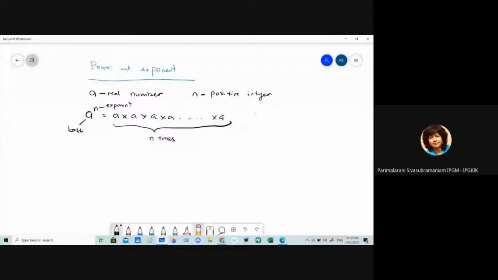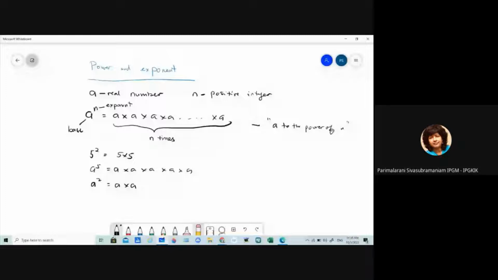How do we read this? a to the power of n. Take for example 5 to the power of 2: 5 is the base and 2 is the exponent. This is 5 times 5. So a to the power of 5 is a times a times a times a times a, and a to the power of 2 is a times a. Okay, if you understand this, then we can look at the laws of exponents.